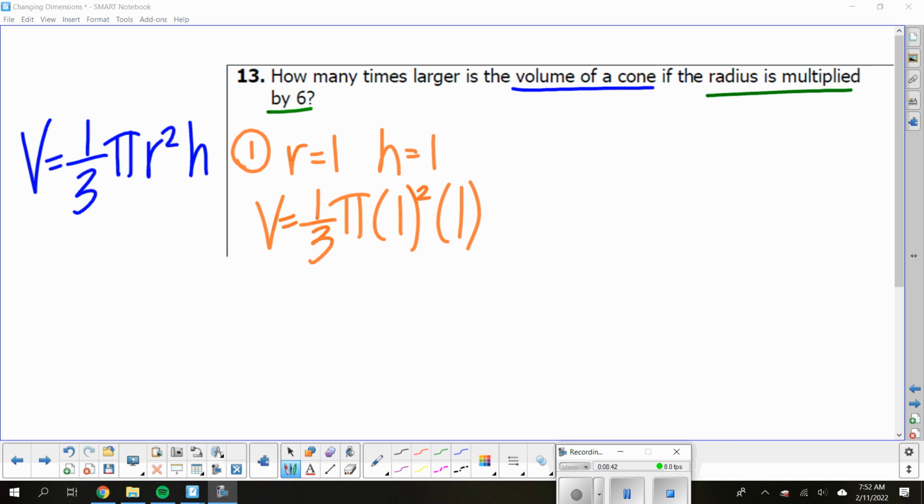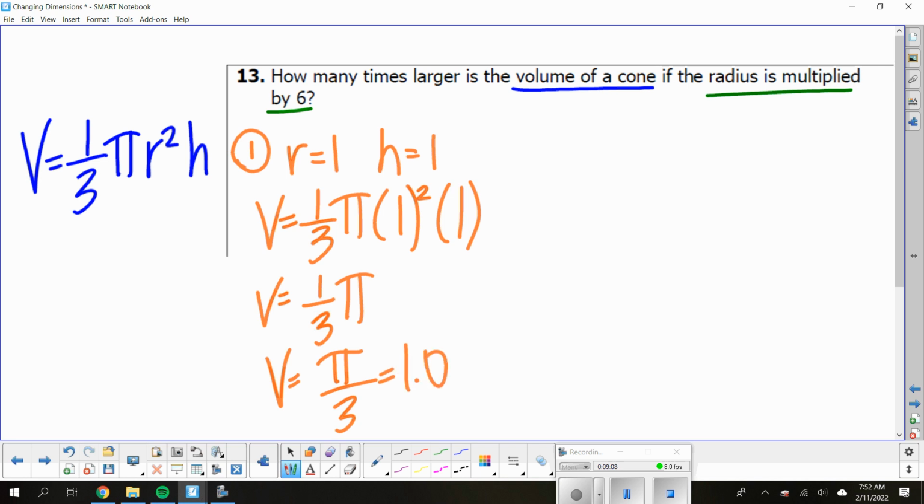So I'm really just doing 1/3 times pi, which can be left like that, or we could write it as pi over 3. And you can figure out that decimal if you want. I like to just leave it in terms of pi, less work on our end, but if we wanted to do pi divided by 3, we would get 1.05. Rounding is just going to throw us off.